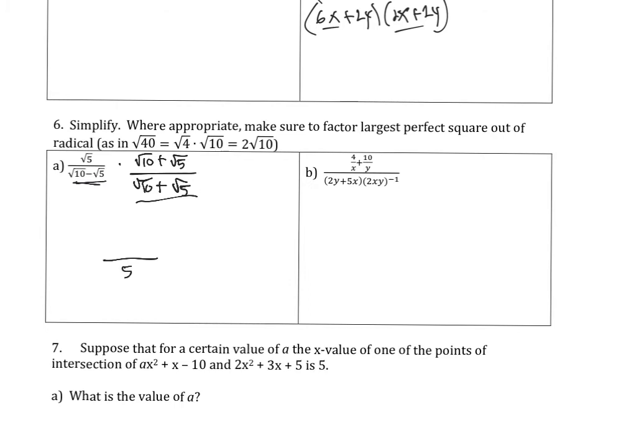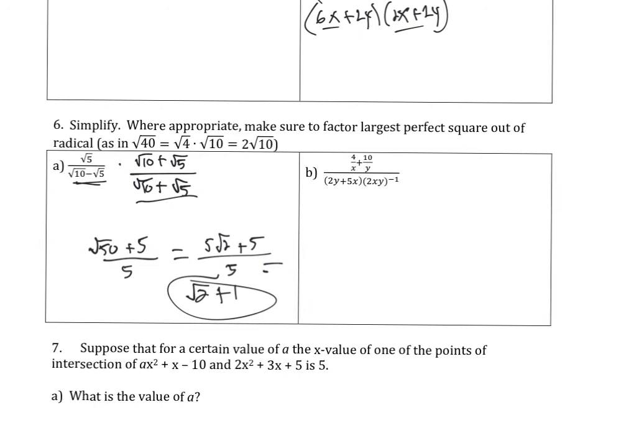Meanwhile, up top, we get root 5 times root 10, which is root 50, plus root 5 times root 5, which is just 5. So we have this, and root 50 is equal to root 25 times root 2, which is 5 root 2. So we have 5 root 2 plus 5 over 5, and that's just going to be equal to root 2 plus 1.